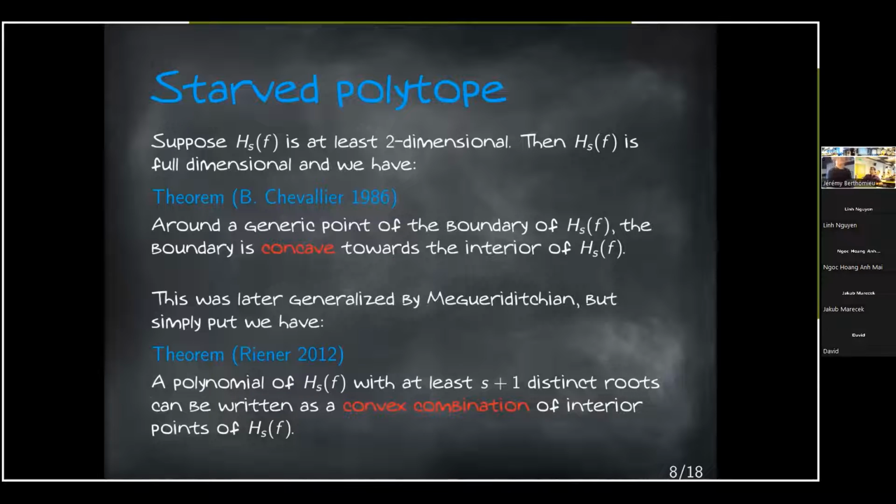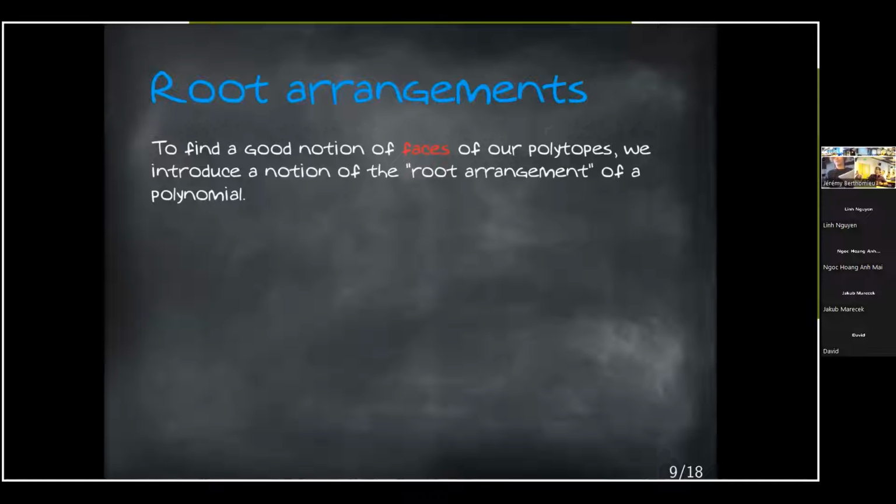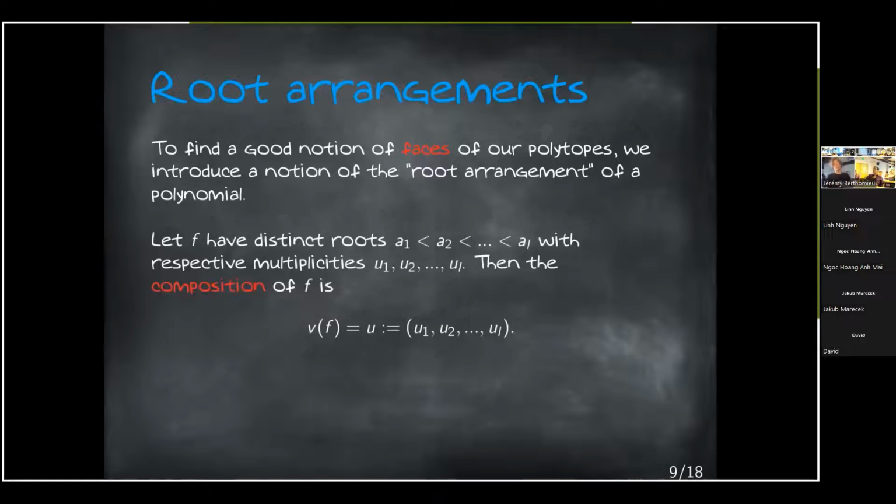So now to the polytope part of the name. We want to describe these sets as analogous to polytopes, since you can describe a polytope by how it's built up based on 0, 1, 2, 3-dimensional spaces and so on. We're going to try to give a good definition of a face, and for that we need a notion of a root arrangement, which I will call a composition.